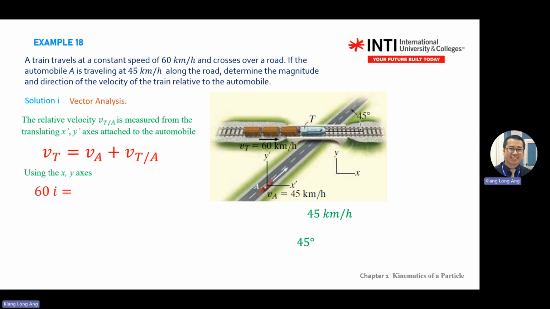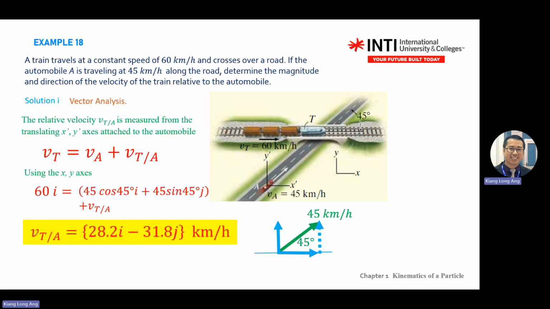You change everything into i, j, k. This one, you only look at a two-dimensional problem. So VT is in the X direction, so 60i. What is VA? VA, you change this 45 to X and Y components, so you use cos 45 and sin 45. This vector you change into here and here, so you have two vectors. So you have the car itself, 28i minus 31.8j.